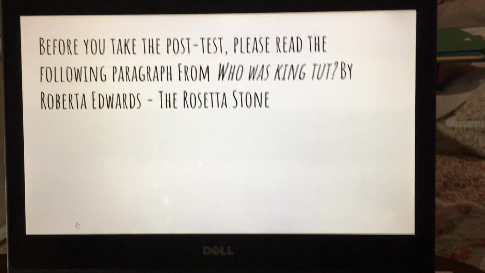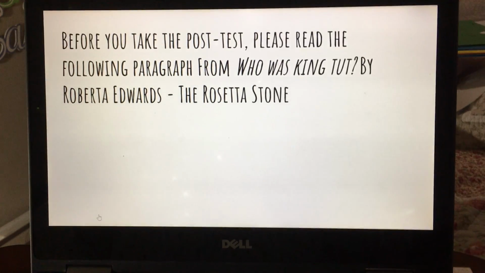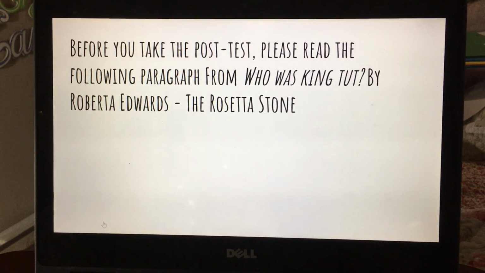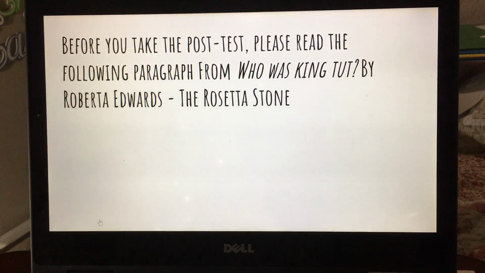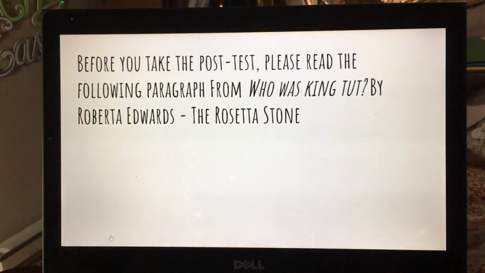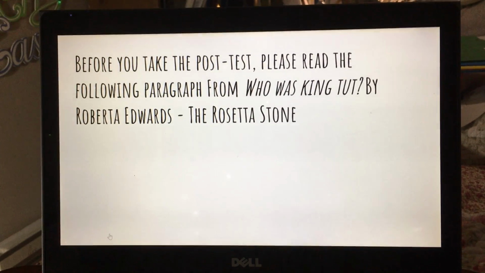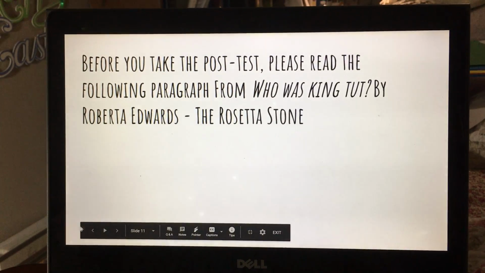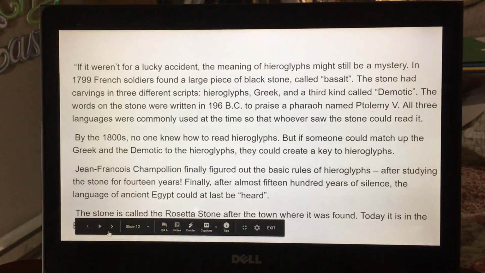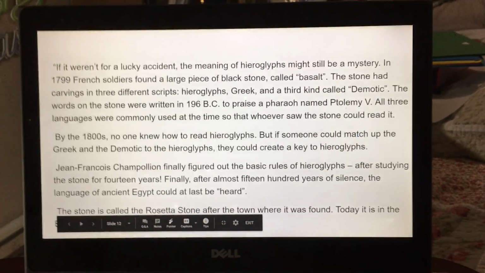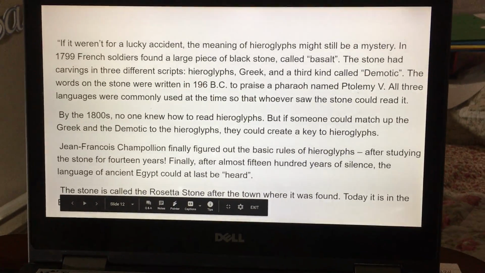Okay, before you take the post test, please read the following paragraph from Who Was King Tut by Roberta Edwards, and it's called The Rosetta Stone. I think I actually got it from the same chapter that I got that paragraph about Howard Carter from, chapter 3. So, yes, I'm going to read it. Okay, and this passage is called The Rosetta Stone.